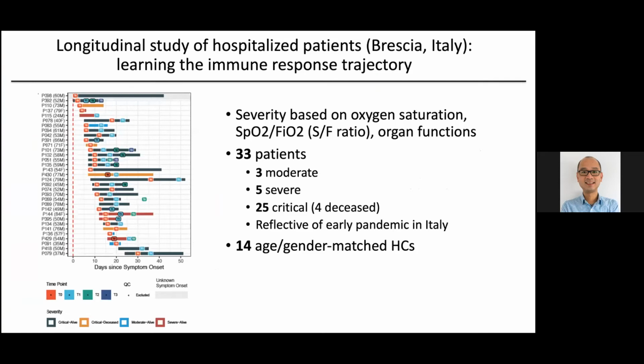So here's an overview of the human cohort I'm going to focus on today, mainly showing their hospital stays. The x-axis is time. Each row is a patient, and time is measured since the symptom onset, so when they experience disease symptoms. For most of these patients, we have at least two time points from their hospital stays. The severity classification here is mainly based on measurements of oxygen levels and also the organ functions. The patients we have bias towards the more critical scale, because one, they were hospitalized, and second, in the early pandemic situation in northern Italy, when the hospitals were really overwhelmed, only the most severe patients got admitted to the hospital.